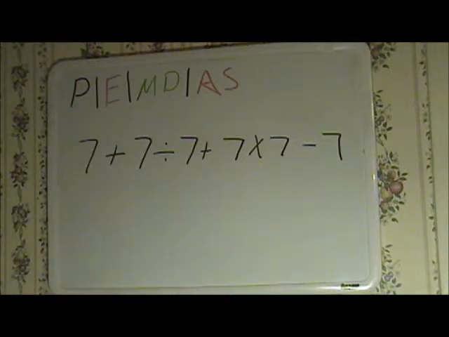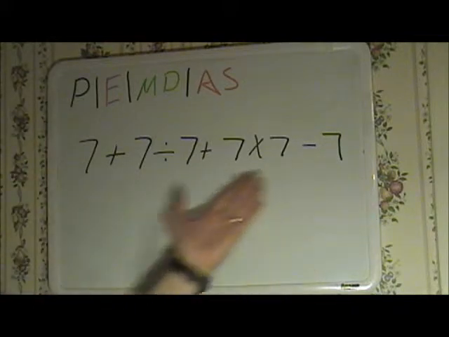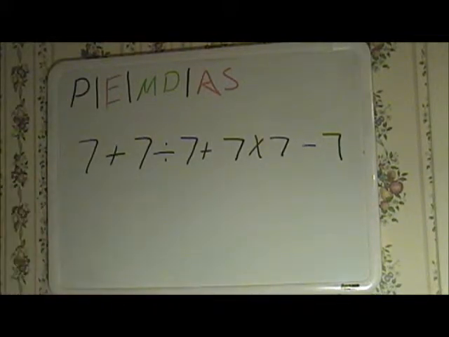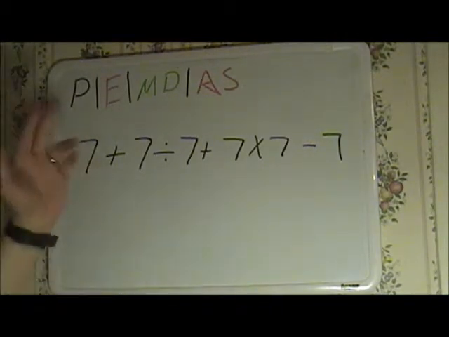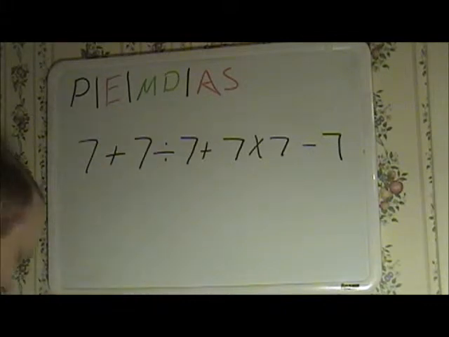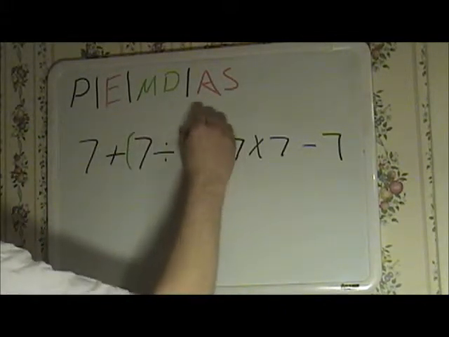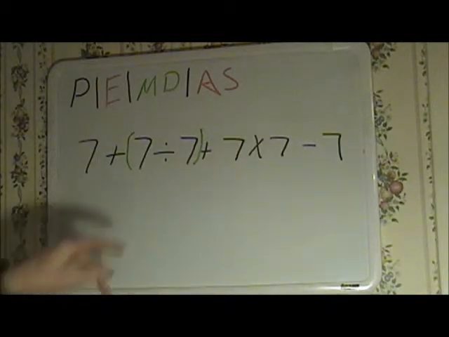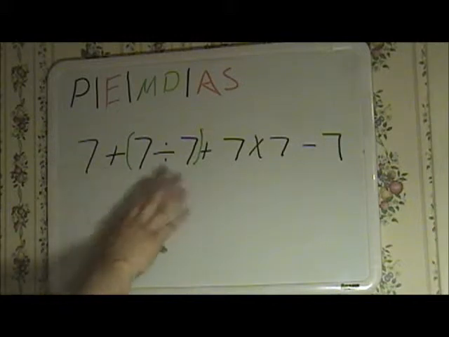So the first thing we do is we look for parentheses. No parentheses. Exponents, there are no exponents in this problem. Multiplication and division. So we see here we got division. So I'm going to do that, and the reason we know we can group these together is this division operational symbol.